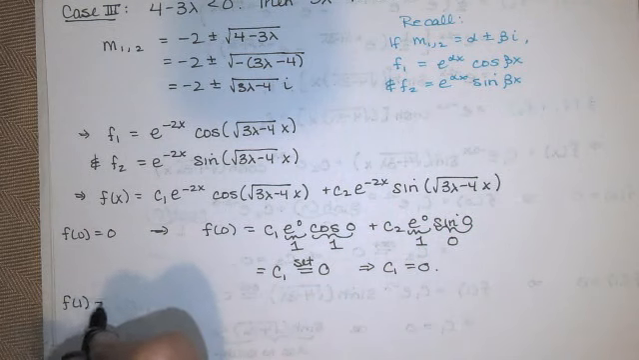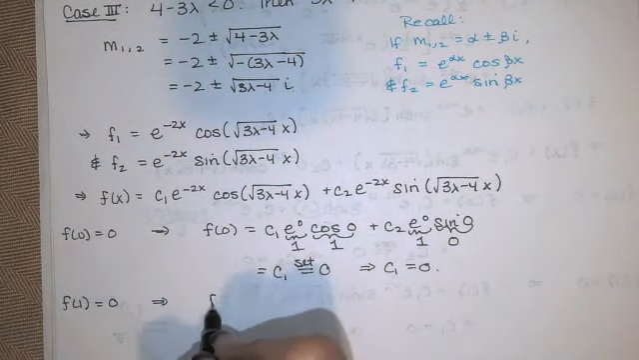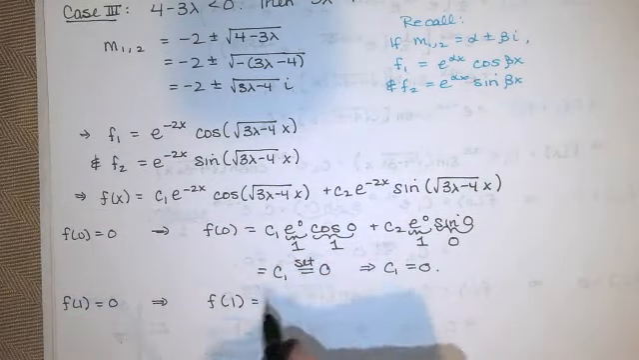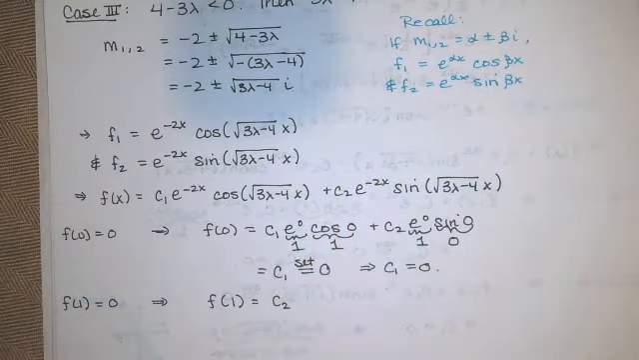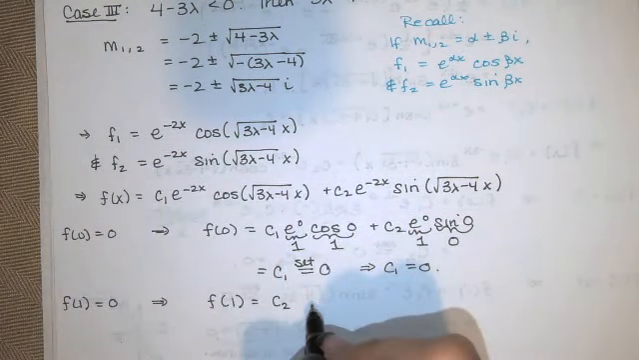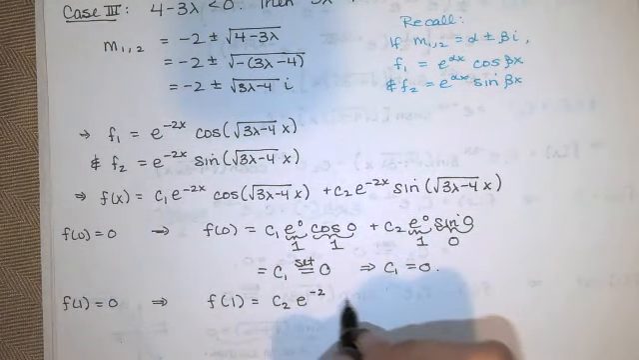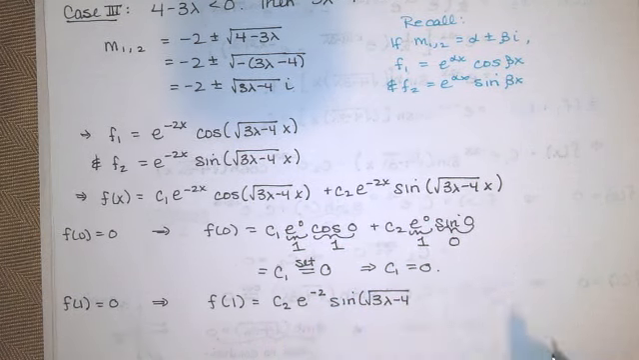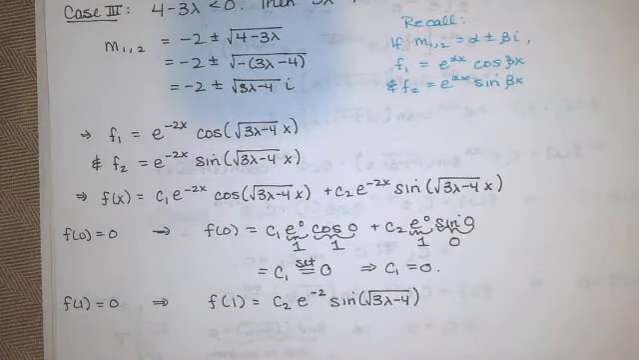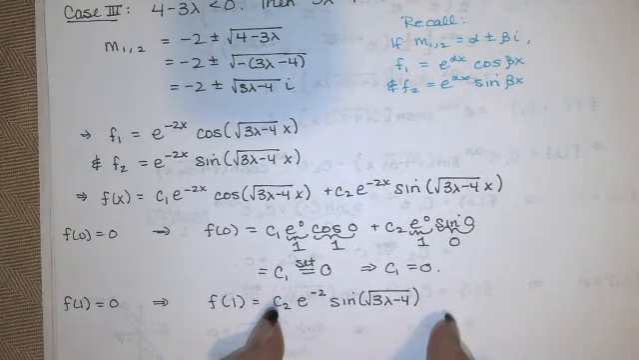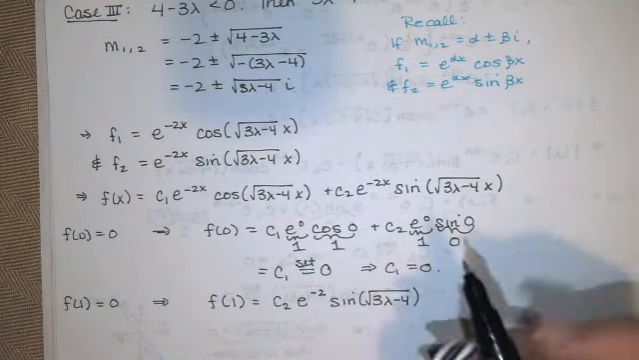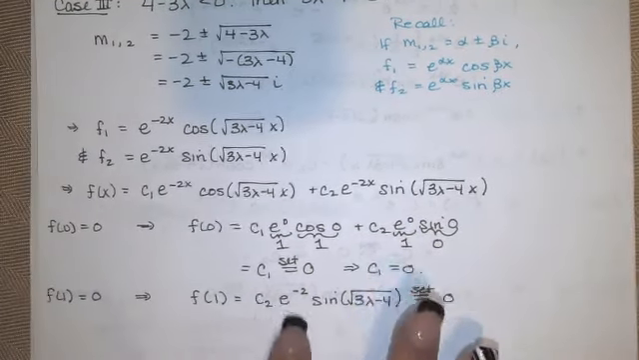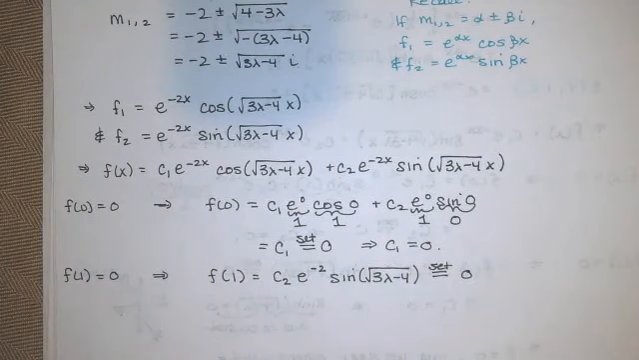And the second boundary condition is that f of 1 equals 0. Now we already know that C1 is 0, so we can just ignore this term and substitute into the second term. So you've got 0 plus C2 times e to the negative 2 times 1 times sine of the square root of 3 lambda minus 4 times 1, which is of course just itself. We want this, that's f of 1 in general, we want that to be 0 in order to satisfy that second boundary condition. Now that e to the negative 2 is a constant, it's never 0.